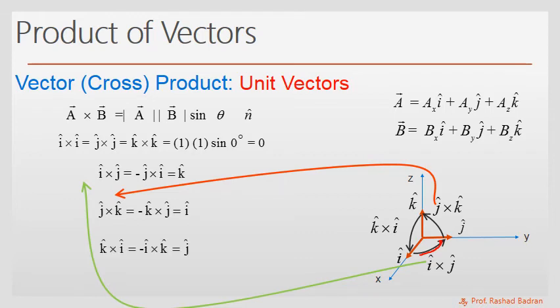Finally, the cross product of k hat and i hat is going to give us j hat, where the right-hand rule indicates that the perpendicular vector to both of them is j hat. However, if we reverse the sequence, we're going to get an answer of minus j hat for the cross product of i hat cross k hat.